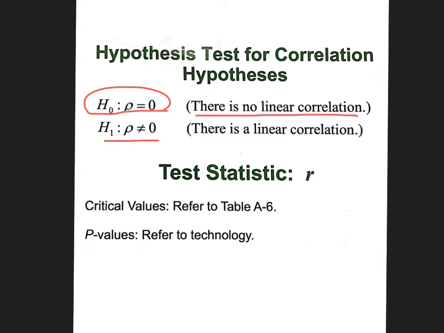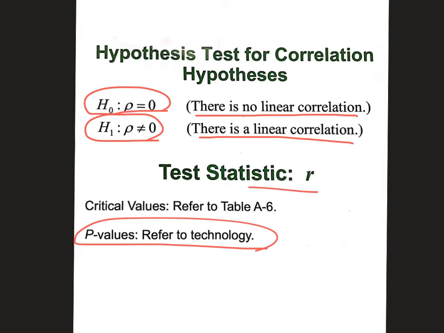So our alternate, or Ha, most of the time is going to be rho not equal to 0, which means there is a linear correlation because it's not 0. Our test stat is going to be R, and we're going to use technology obviously to find our p-values and critical values, as opposed to the table, and we'll get to that soon.